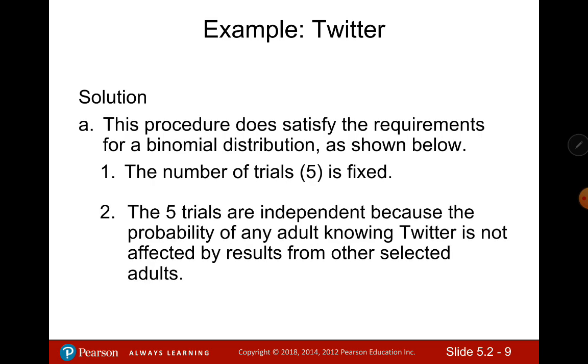Let's check the second one. The 5 trials are independent. Of course, whether one person knows Twitter will not affect whether any other person knows Twitter or not. So the results are independent of each other. If I randomly select one person, whether this person knows Twitter will not affect the result of other people knowing Twitter or not, right? Because each selection is independent.